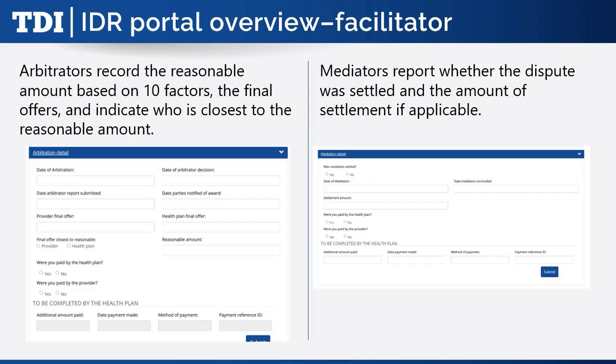With mediators, it's very similar. They enter the information as far as when the mediation session occurred. They also enter if a settlement was able to be reached. And if no settlement was reached, they have the option of entering the reason for the impasse. They don't have to enter the reason, but it is something that they can certainly do.